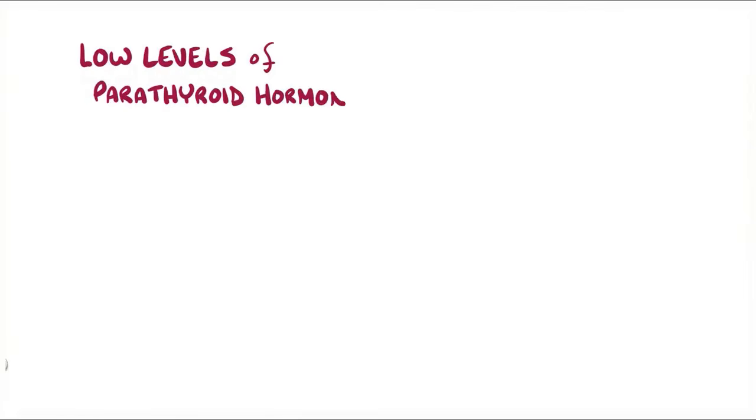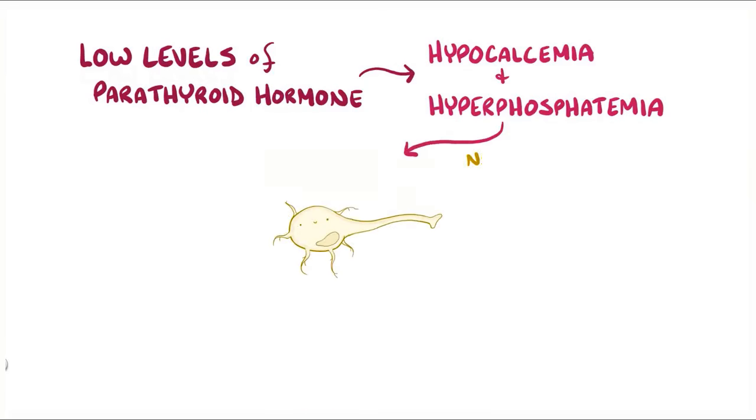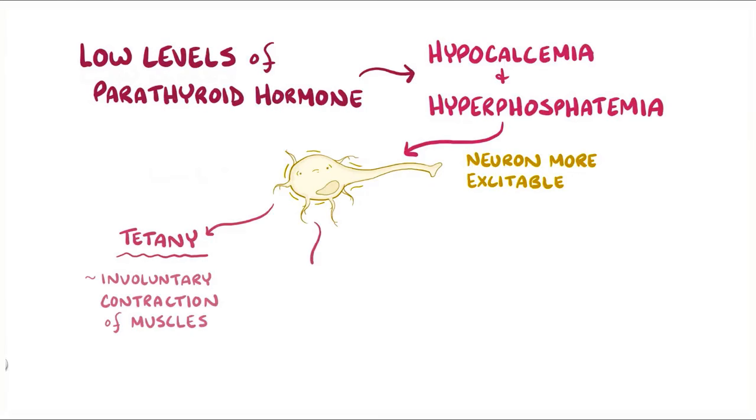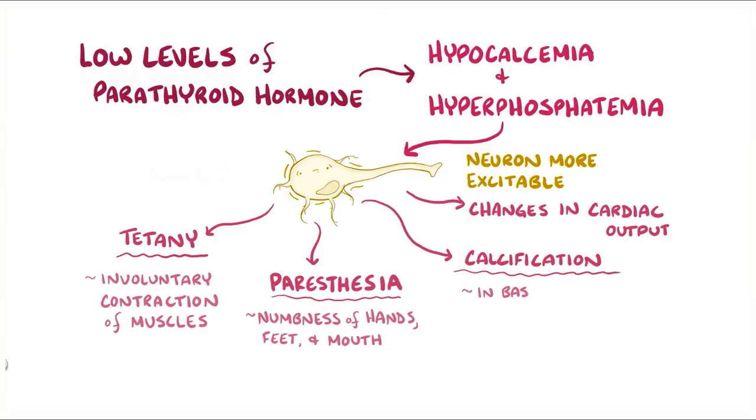Regardless of the cause, low levels of parathyroid hormone lead to hypocalcemia and hyperphosphatemia. This makes neurons more excitable, which can trigger tetany, or the involuntary contraction of muscles. Other symptoms include paresthesia, which is numbness or tingling of the hands, feet, and around the mouth, as well as changes in cardiac output and calcification in places like the basal ganglia or the lens of the eye.